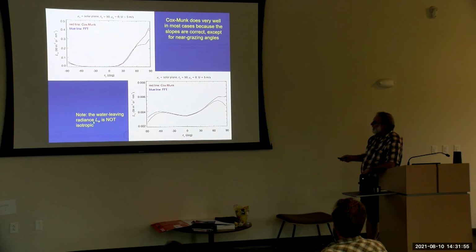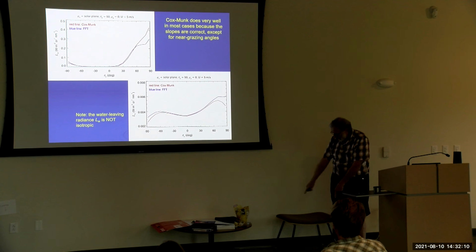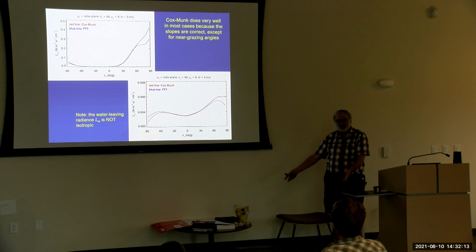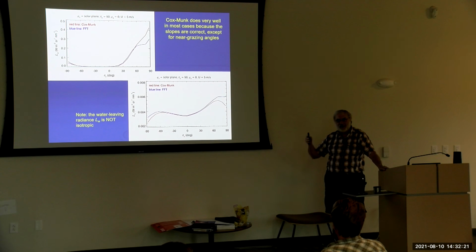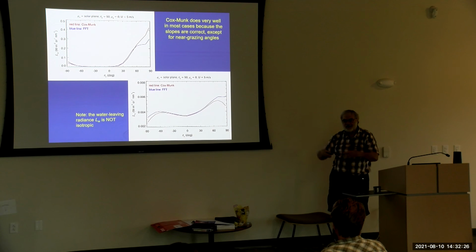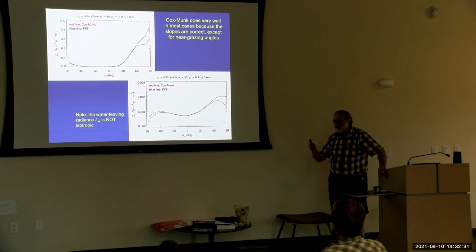And here's water leaving radiance. The red is Cox-Monk. This is for a particular sun angle and wind speed in the plane of the sun. And they're amazingly good. So if you're looking at the sea surface from here out to 40 or 50 degrees, which is what all the satellite remote sensing is all about, Cox-Monk is perfectly fine. That is what gets used when NASA does their atmospheric correction stuff, and they fold in the sky glint business with the Rayleigh scattering correction, and they just use Cox-Monk, and it works perfectly fine.